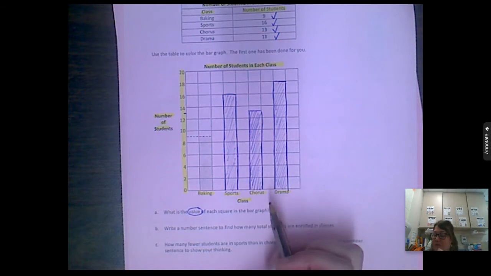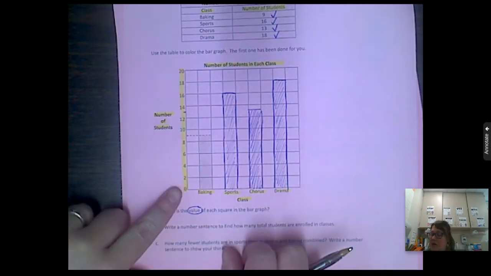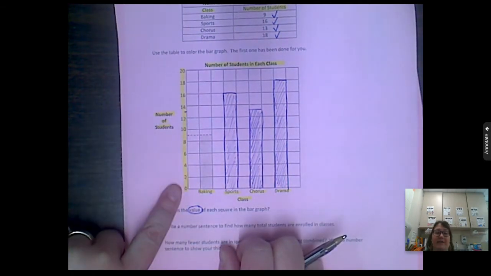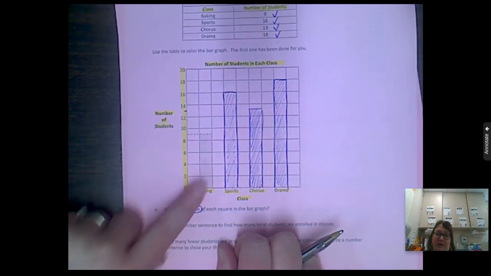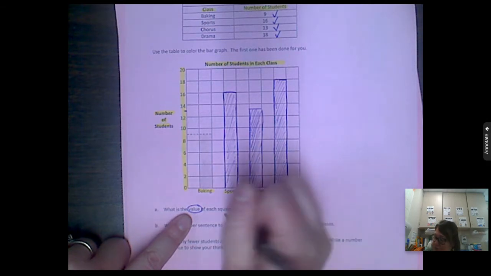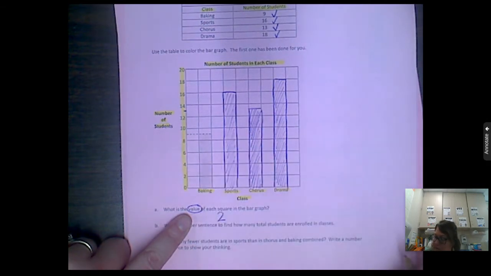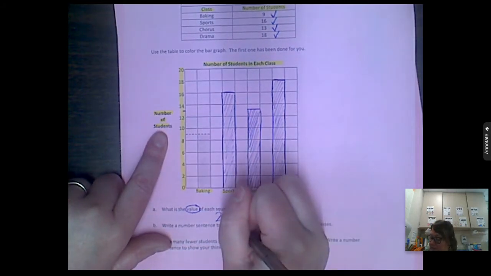So basically, we moved from writing the value of each square inside of each block to just putting it on the scale on the side. So the scale is really important because that tells us how much each one is worth, okay? So the value of each square in the bar graph is 2. Okay, and 2 what? 2 students, right? That's what we're talking about.